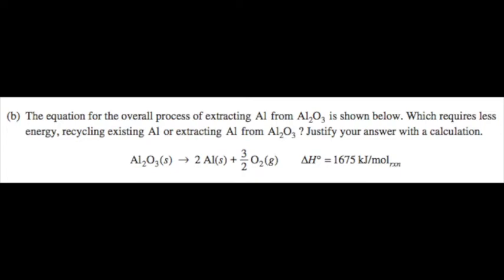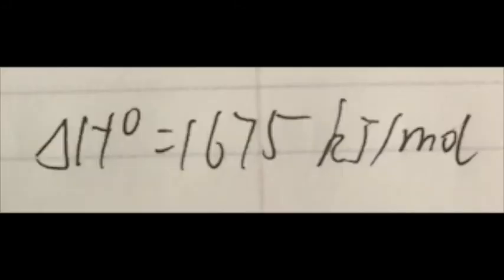It asks us which one requires less energy between recycling existing aluminum or extracting aluminum from aluminum oxide. From the formula it gives us, we can see that there are 2 aluminum as products in the reaction. And we also know that the enthalpy change of the overall equation is 1675 kilojoules per mole.